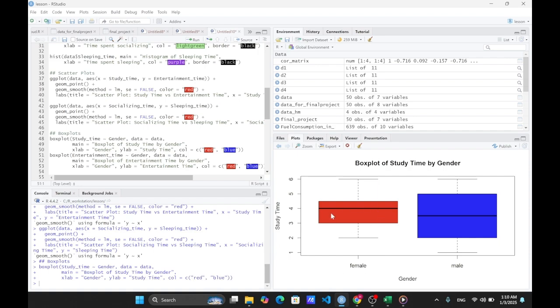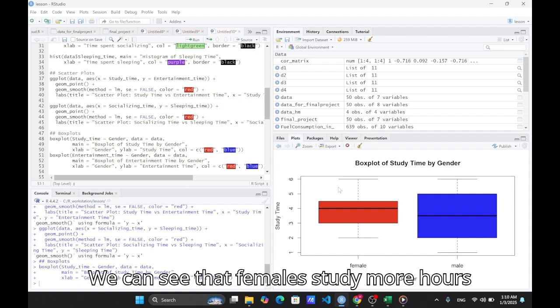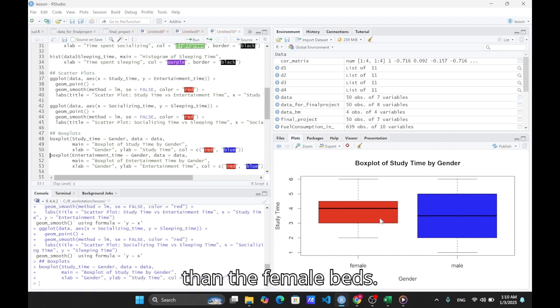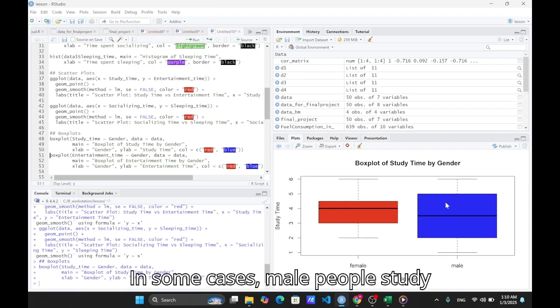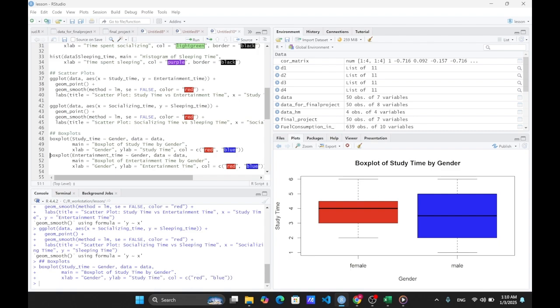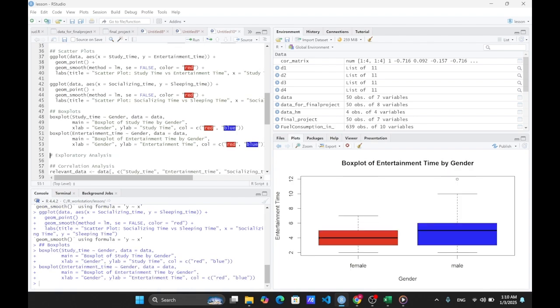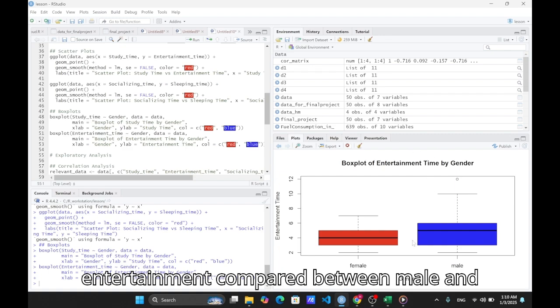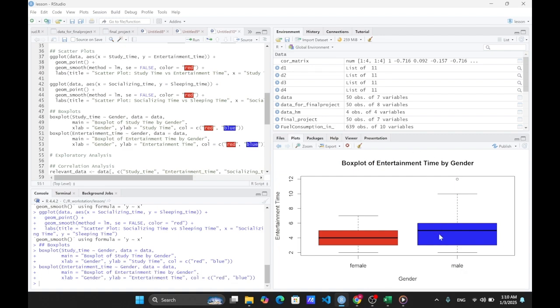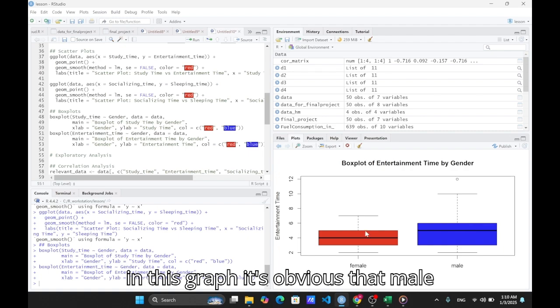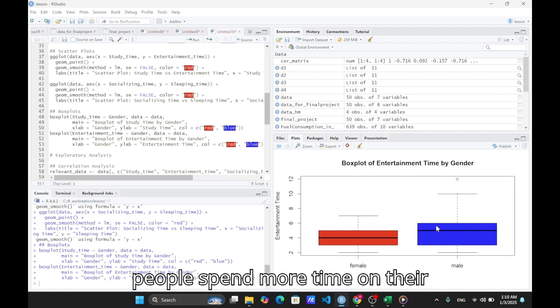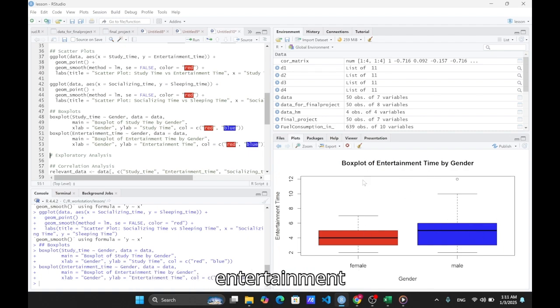So we can say that females study more hours than males, but in some cases male people study more hours than the females. Next is the box plot of the entertainment compared between male and female. In this graph it's obvious that male people spend more time on their entertainment.